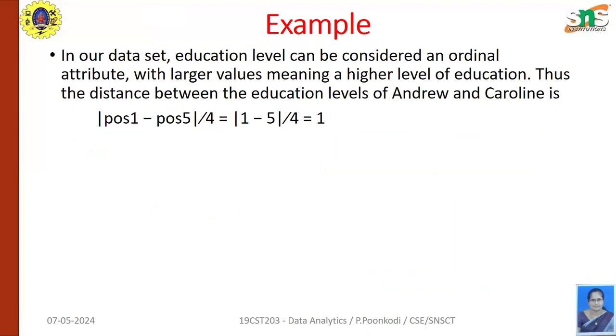In the next example, our data set contains the educational level as an ordinal attribute, with larger values meaning a higher level of education. The distance between the education level of Andrew and Caroline is position 1 minus position 5 divided by 4. So 1 minus 5 divided by 4, that is 4 divided by 4, which is 1.